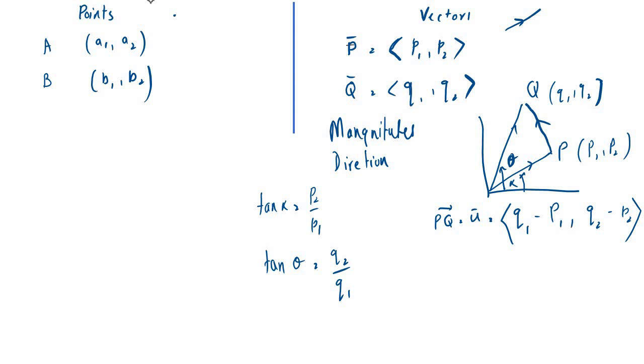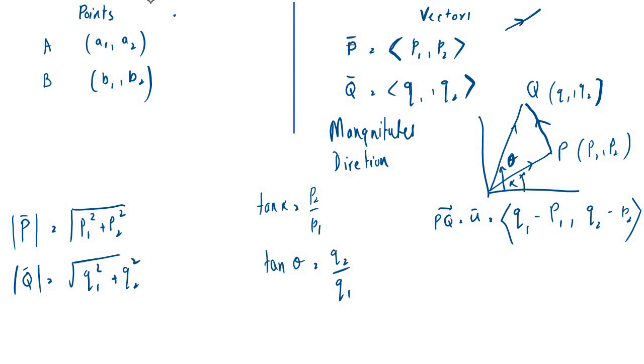The magnitude of P, we denote it with two lines around vector P to show magnitude, is equal to the square root of P1 squared plus P2 squared. And the magnitude of Q would be the square root of Q1 squared plus Q2 squared. So that's the magnitude. So we talked about the direction of the vector and we talked about the magnitude.